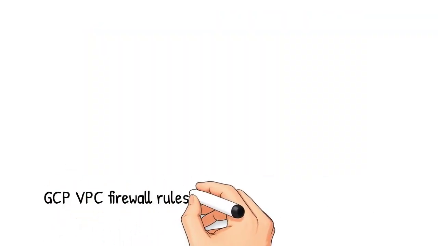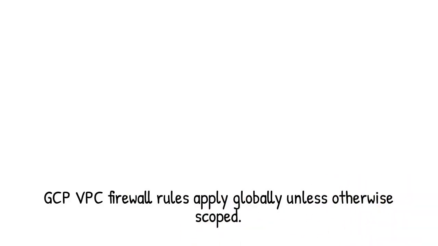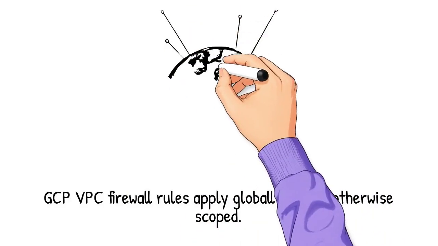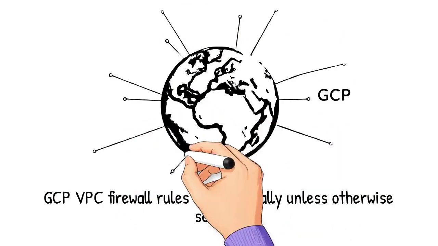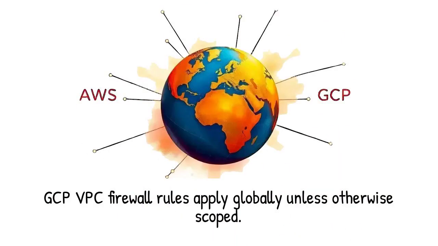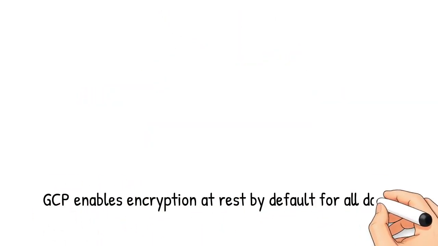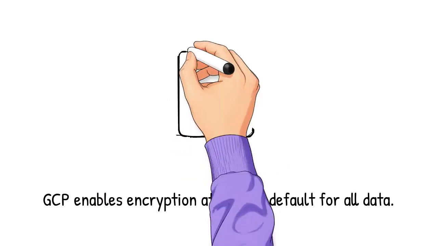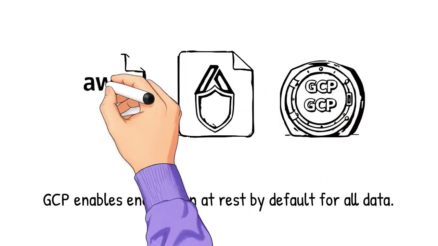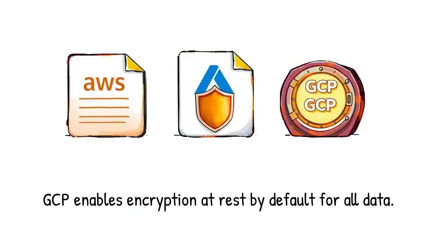3. Network security. AWS VPC: highly customizable, but complexity equals misconfigurations. Azure VNet: integrated with enterprise networks. NSGs and ASGs provide layered control. GCP VPC: global VPC, firewall rules apply across regions unless scoped. 4. Encryption. AWS: encryption optional for many services. You must enable it. Azure: encryption enabled for most services. Customer managed keys optional. GCP: encryption at rest enabled by default for everything.